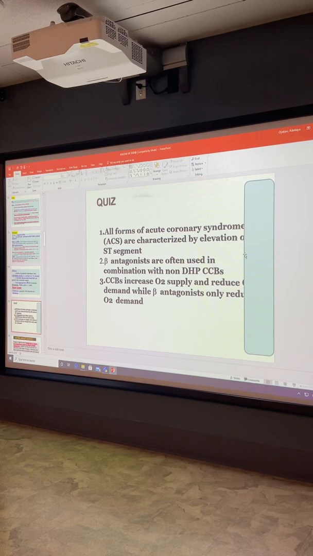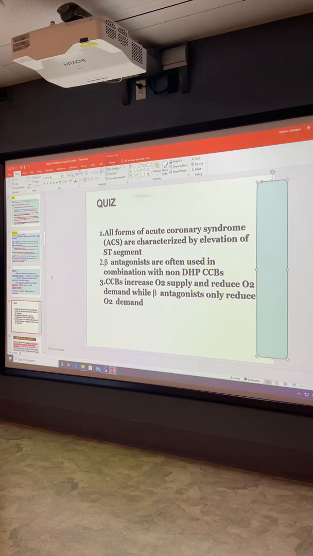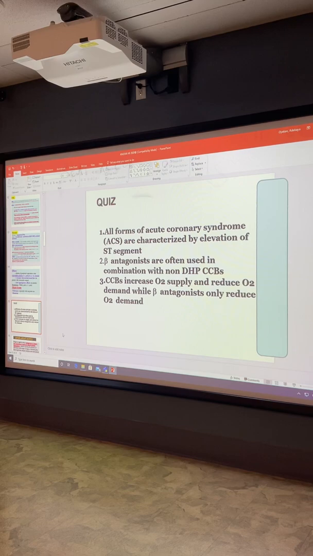Right. So let me see if you've been following me. Can you answer me true or false? All forms of acute coronary syndrome are characterized by elevation of ST segment. False. That is false. Number 2, beta antagonists are often used in combination with non-DHP CCBs. True, that's actually true. CCBs increase oxygen supply and reduce oxygen demand. False. While beta antagonists only reduce oxygen demand.